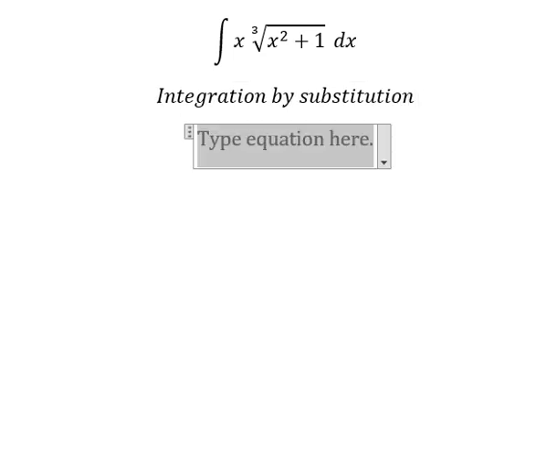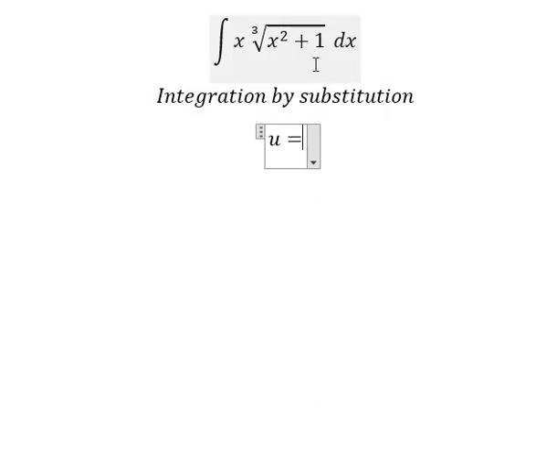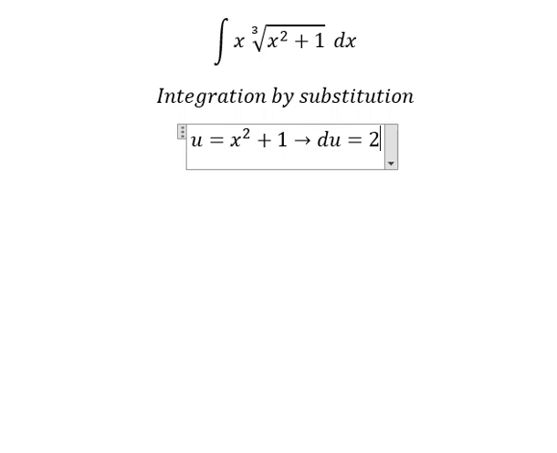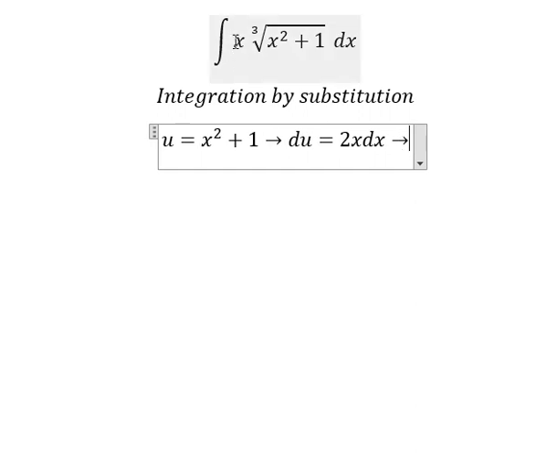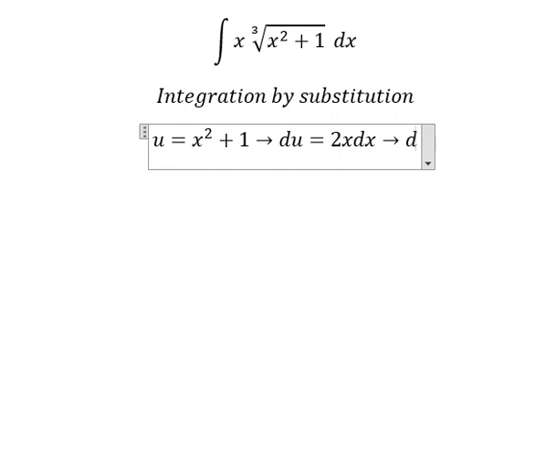So I will put u equals to this one. Later we need to do the first derivative for both sides. This one is the constant, so you get number 0. Because we don't have number 2, we need to divide both sides by number 2.